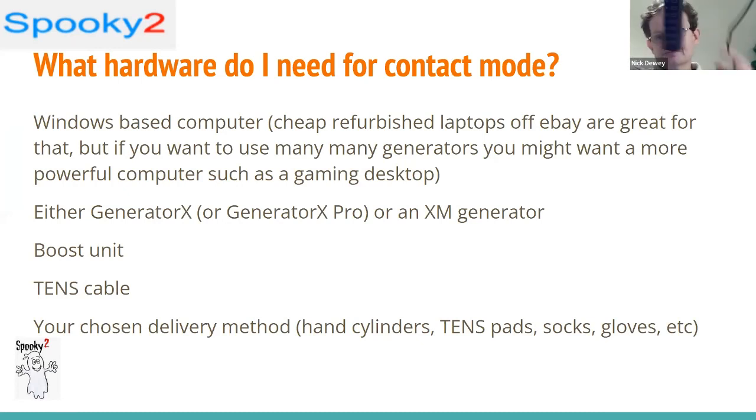let's say, a USB bar, which will have, let's say, 10 USBs on it so that you can have more things running, you'll probably need a more powerful computer like a gaming computer, which will be much more useful to handle the quantity of data that's necessary to get the frequencies loaded up to your XMs and your Generator X or Generator X Pro. You'll also need the boost unit, which is the small black device with many outputs sticking out of it. A TENS cable, which is the cable with a BNC socket, as well as the red and black cables coming out of it, and the TENS needles.